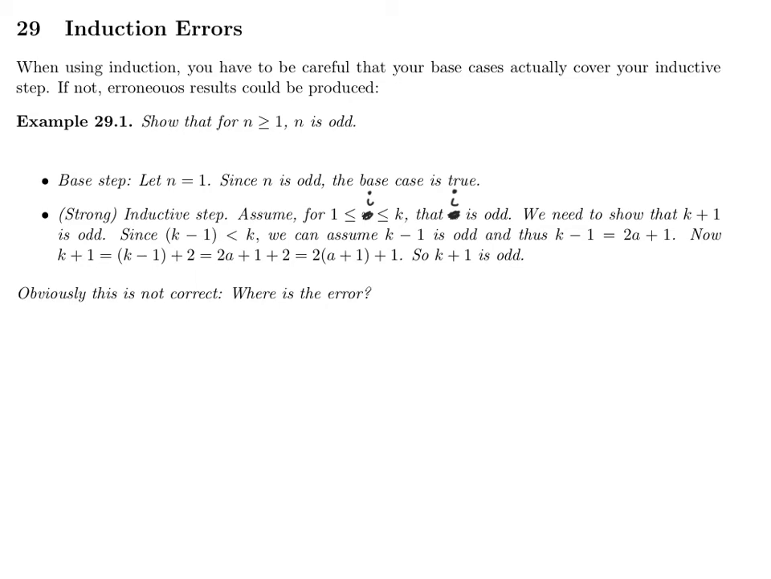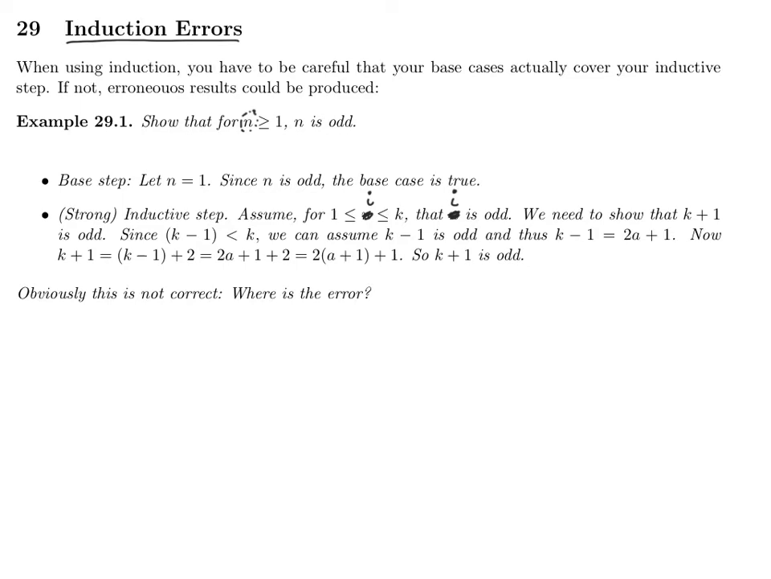A quick little video about errors in induction and how they can be used to prove some pretty erroneous results. So here's an example. I think this one is pretty obvious that this is false. For all integers n that are greater than or equal to 1, n is odd. Obviously that's false, but let's try to prove that by induction.